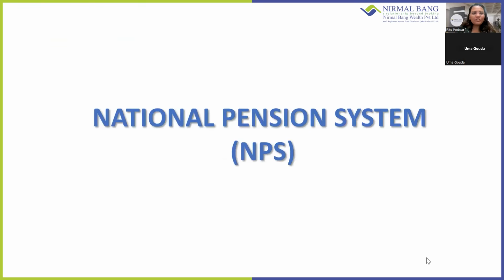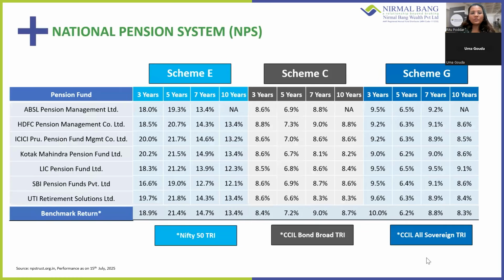NPS, I'm sure everyone must be aware of, and you guys also will be subscribers of NPS. So different kinds of schemes are there. Equity E is equity, C is corporate debt, and G is government. So based on the client's risk profile or age, one can invest in different kinds of asset classes. So again, this is one of the products.